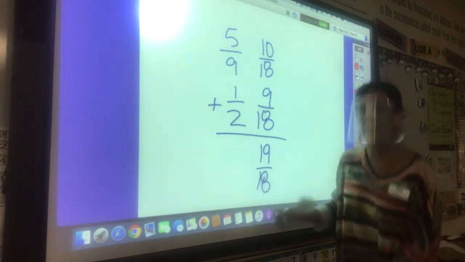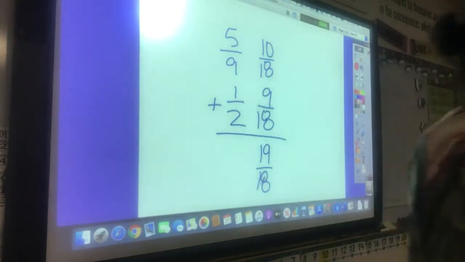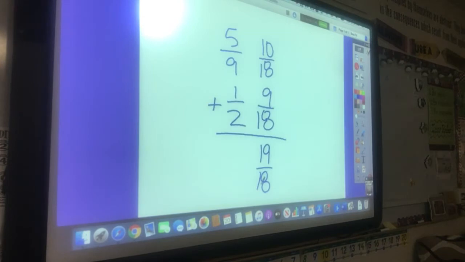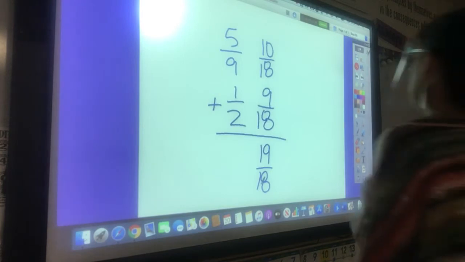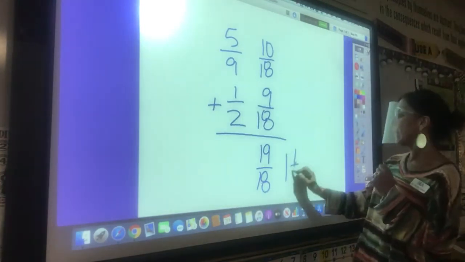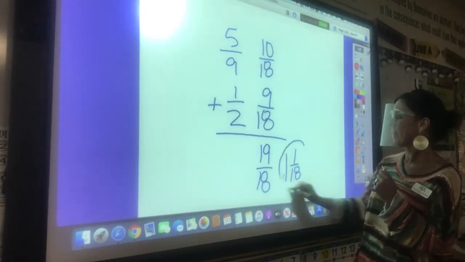Okay, which is an improper fraction. We can't leave it that way. And again, something else we've just recently learned how to do is switch that to a mixed number. Remember, we learned 2 ways to do it. Pick whichever one you want. And Eva, what did I get for 19/18? 1 and 1/18.